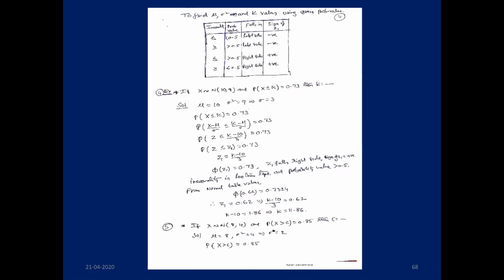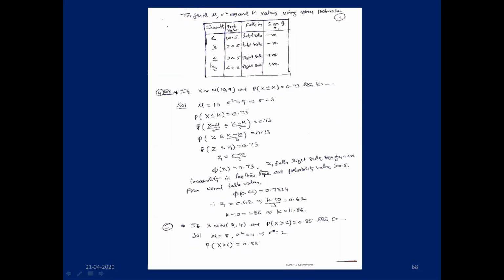Now, for an inequality of less than or equal type, if the probability value is less than 0.5, Z1 falls on the left side and the sign of Z1 is negative. Likewise, if the inequality in the problem is of greater than or equal type and the probability value is greater than 0.5, Z1 falls on the left side and the sign of Z1 is negative.